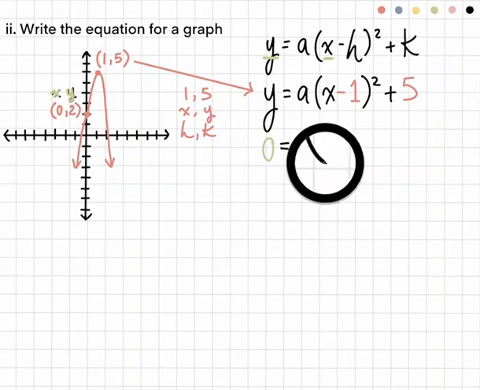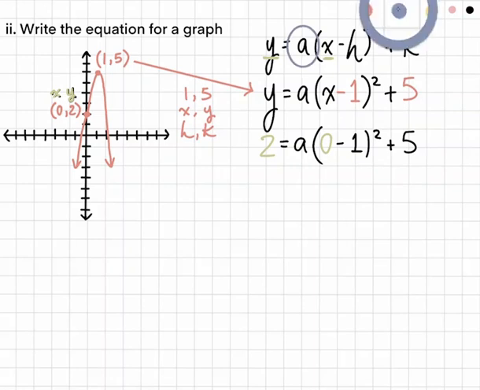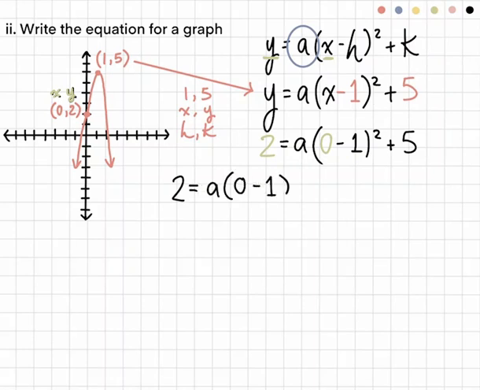0 equals a. Oops, not 0. My apologies. 2. My y value 2 equals a(0 minus 1) squared plus 5. So now I have an entirely new equation for this parabola that's going to allow me to solve for the one variable that I'm missing, which is a. I do not have a value for a. So let's rewrite this and solve it. Let's rewrite it without all the colors so we can just focus on solving. Here we go.